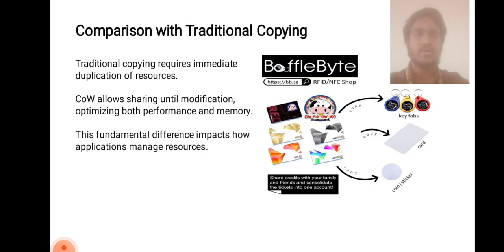Comparison with traditional copying. Traditional copying requires an immediate duplicate of the resource. Copy-on-write allows sharing until modification, optimizing both performance and memory. This fundamental difference impacts how applications manage resources.